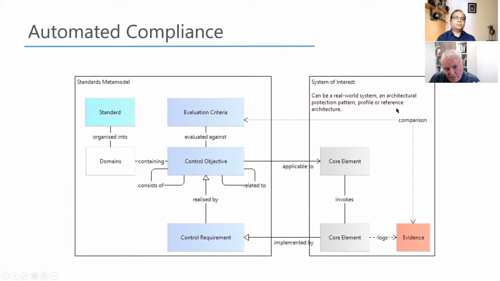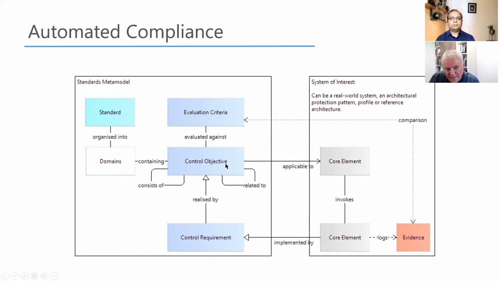What we have in our target model, in our enterprise architecture repository, are a number of core elements to which those control objectives are applicable. We've also got a number of core elements, thanks to our security overlay, that are actually acting as controls. And those controls either structurally or behaviorally have dependencies on the core elements, the things that the control objectives apply to.